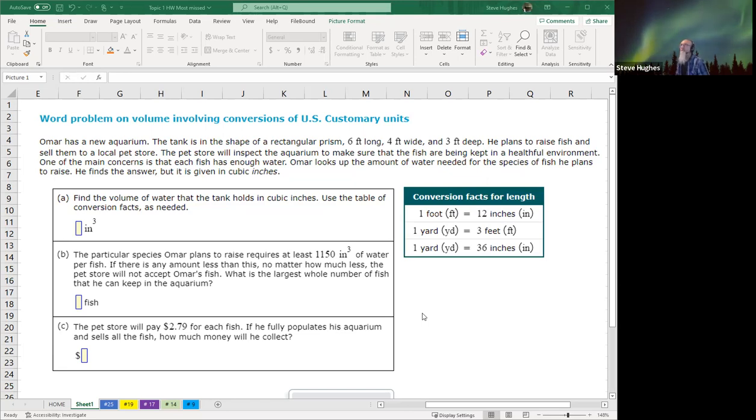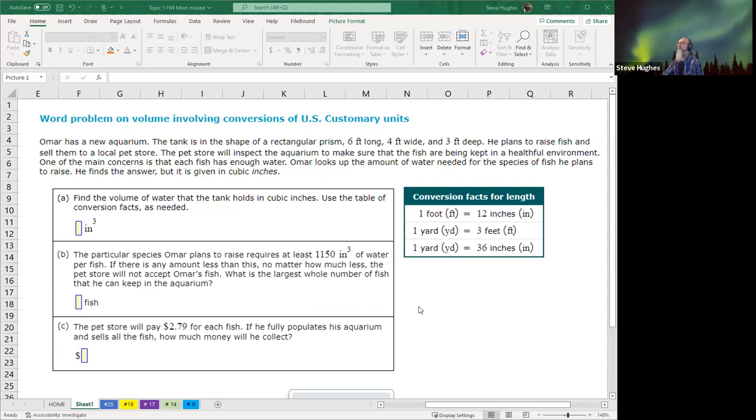Here's a question from Unit 2. We want to find volume that involves conversion of U.S. customary units. Omar has a fish aquarium. It's 6 feet long, 4 feet wide, 3 feet deep. He wants to raise fish and sell them to a local pet store. He has to make sure that he has enough cubic inches per fish so that he can maximize the number of fish that he wants to raise. The first question is, what is the volume of the water in cubic inches?